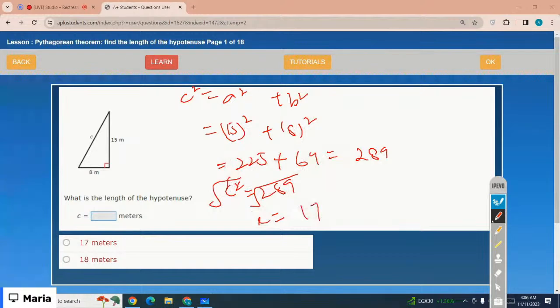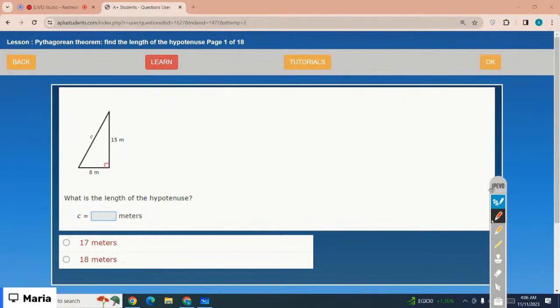That means the missing side length equals 17. Got it? The correct option is 17.